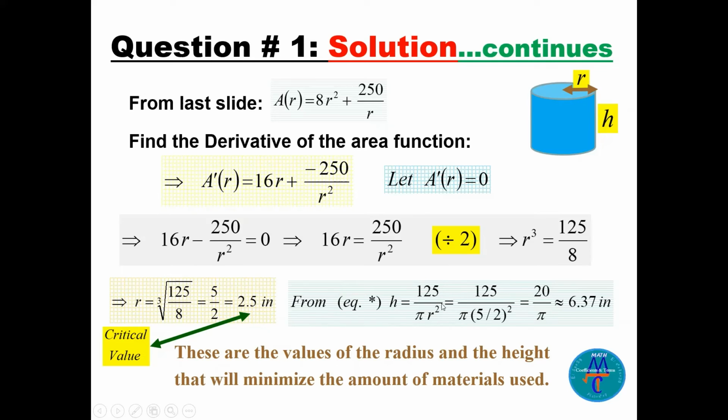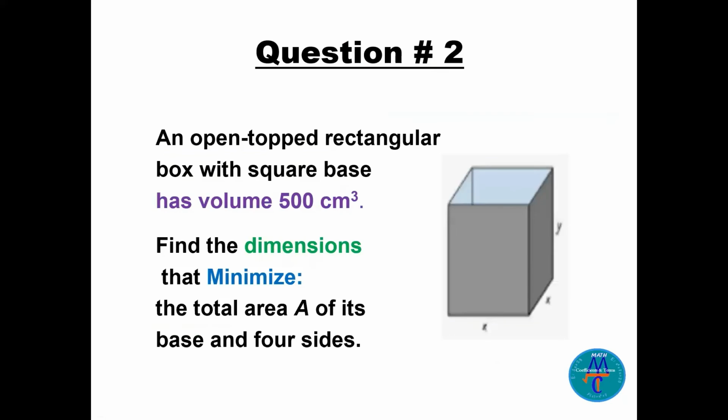H will be 125 divided by pi r squared. So you put r there, 20 over pi. This is a good answer. But if you need the exact answer, you find it by calculator. 20 divided by pi will be approximately 6.37 inches. So this is the r and this is the h. These values for the radius and the height will minimize the amount of the material used.